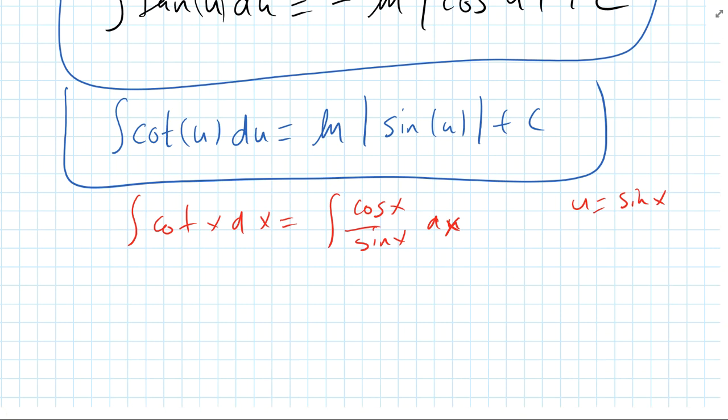Got it? Okay. So what are the only other two trig functions we haven't figured out? We know tangent x, cotangent x, but what about secant x and cosecant x? We don't know how to integrate those, do we?